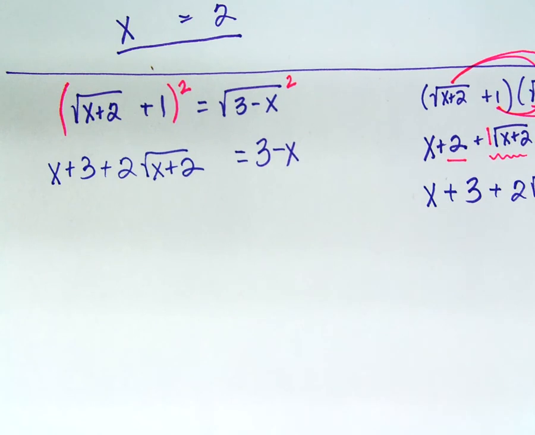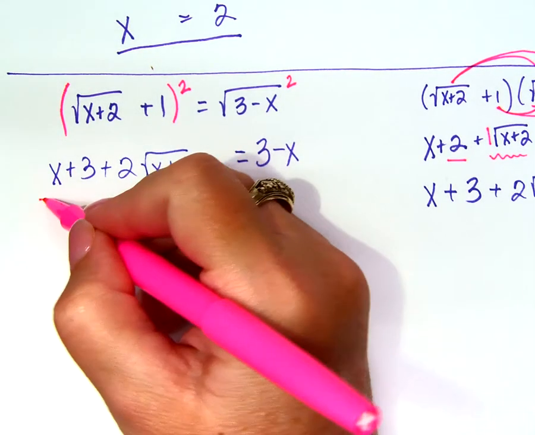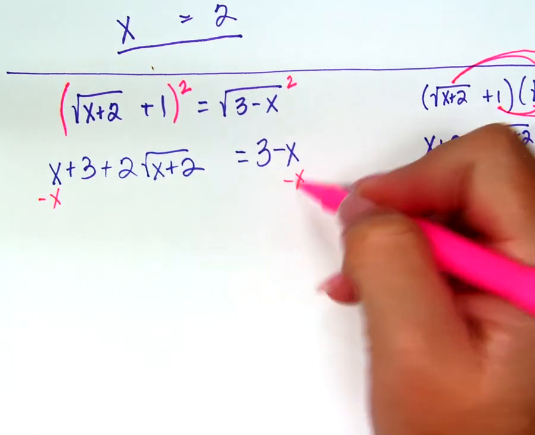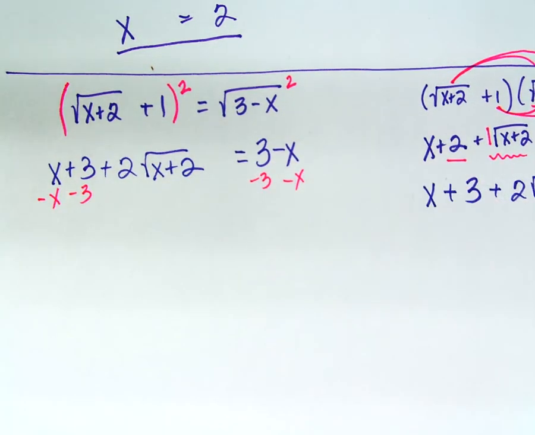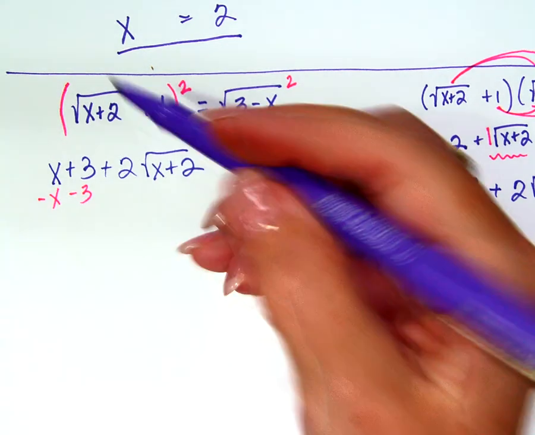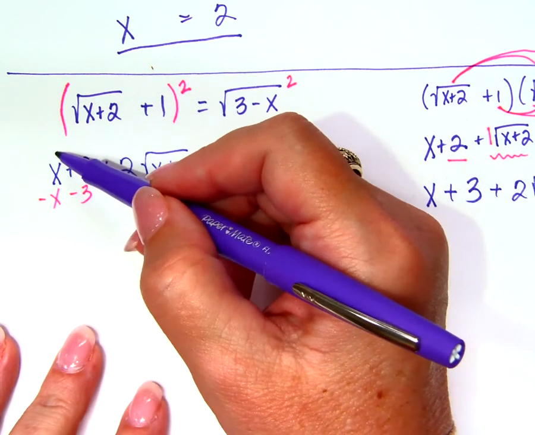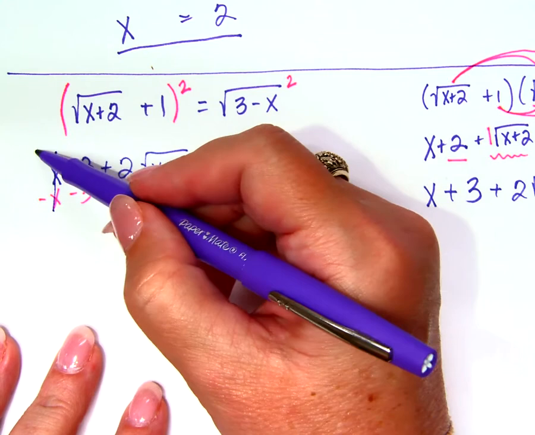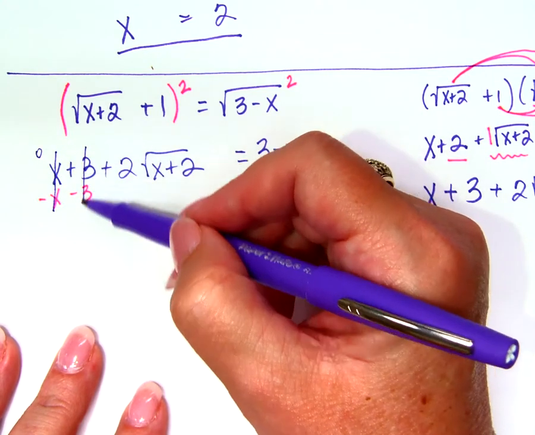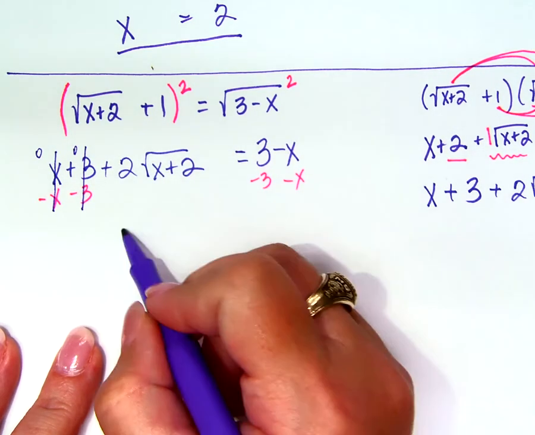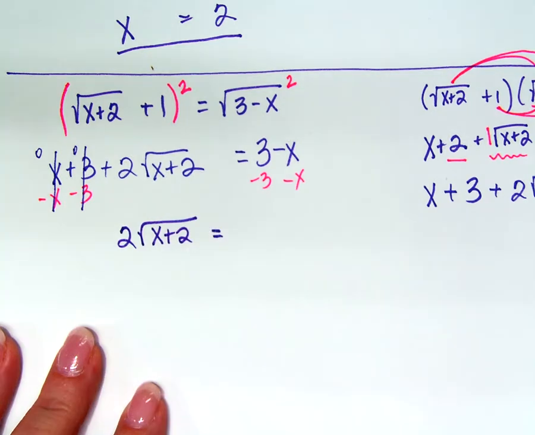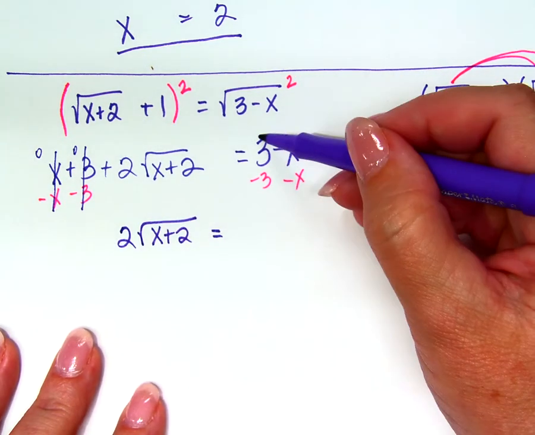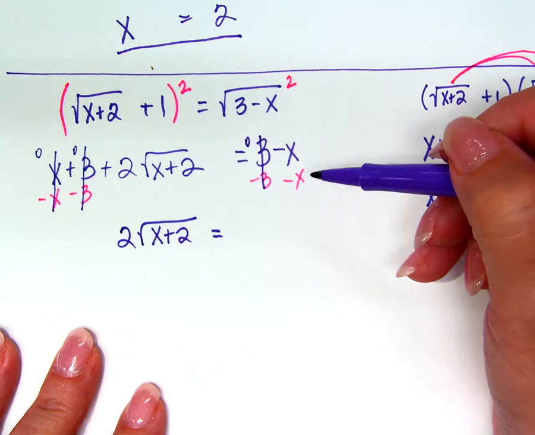So let's subtract an x and let's subtract a 3. That's a very good point. Subtract an x and let's subtract a 3. Because that at least starts to isolate it, right? Okay? So x minus x, 0, right? 3 minus 3, 0. So I have 2 root x plus 2 equals 3 minus 3, 0.